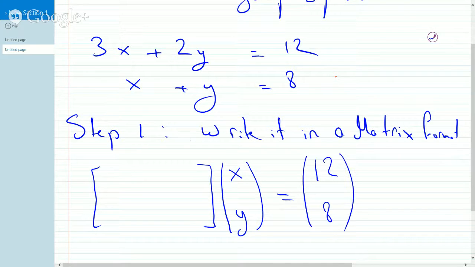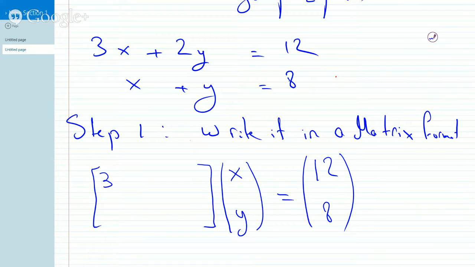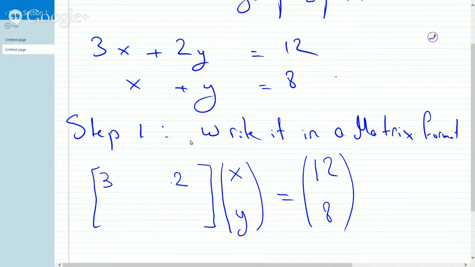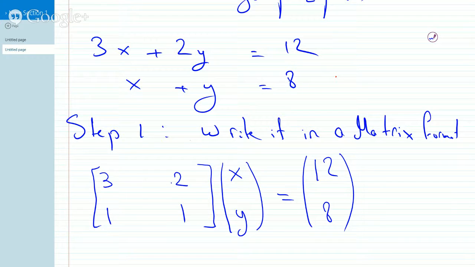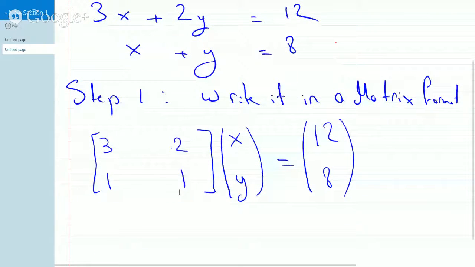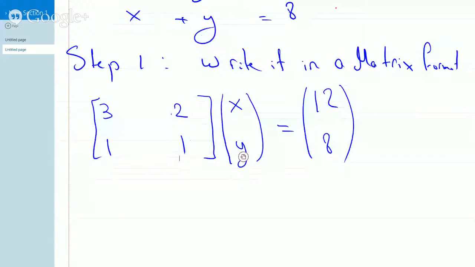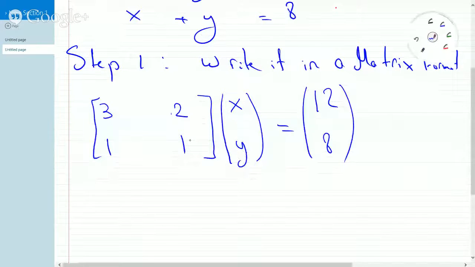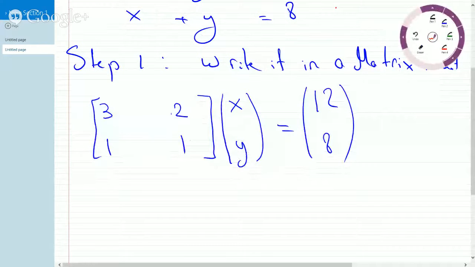And what goes here, you're supposed to have 3 here, so that you can have 3 times x is 3x, plus, now since you're going to go down, you're supposed to have a 2 here, so that you can get 3x plus 2y equals 12. We did that. Then the coefficients on the x and the y go on the first matrix, then the x, y, then the 12, 8. This is how you recast the equations in the matrix form. Now the second step is, this is going to be your A matrix here.